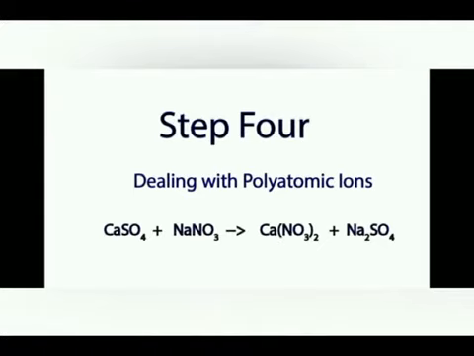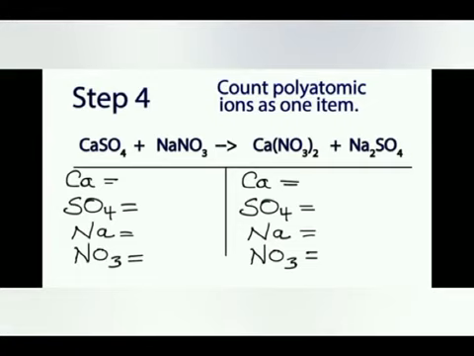Step 4. Now the next example, we deal with polyatomic ions. Here you see CaSO4 plus NaNO3 gives rise to Ca(NO3)2 plus Na2SO4. Here SO4 and NO3 are polyatomic ions. How to deal with that? Take the polyatomic ion as a single element. Now we see calcium 1 on the LHS, 1 on the RHS. SO4 taken as a single element, 1 on the reactant side and SO4 1 on the product side. Sodium 1 and on the RHS 2. NO3, LHS 1, RHS 2.